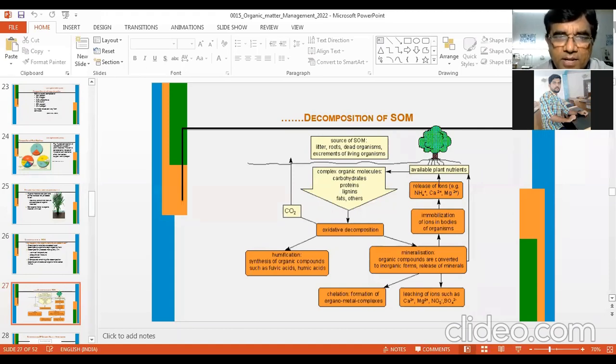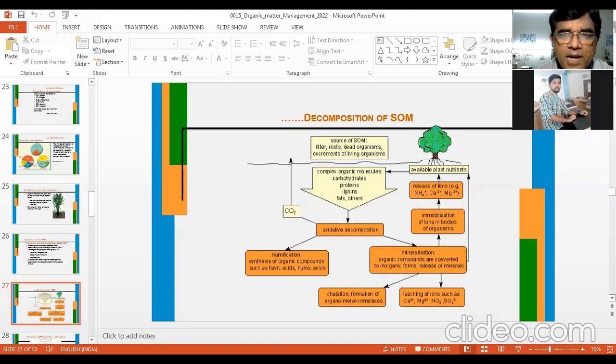Under aerobic conditions, you can have two processes. These two processes happen hand in hand as your organic matter is decomposing. One part is going to humification and the other part is going to mineralization. In humification, there is synthesis of organic compounds such as fulvic acid and humic acid. Humus is produced. So this is one part of decomposition. Side by side, another part is mineralization. Organic compounds are converted to inorganic forms, and nutrients are released. Like protein, you remember aminization, ammonification.